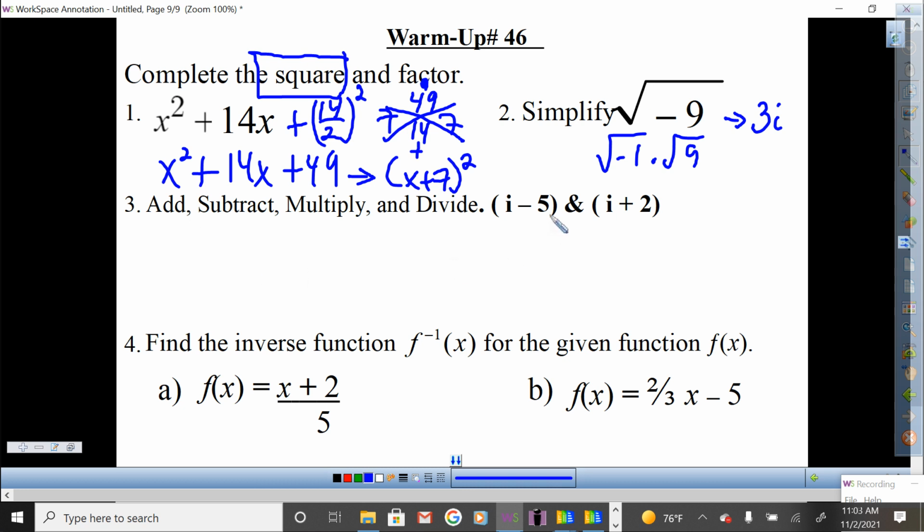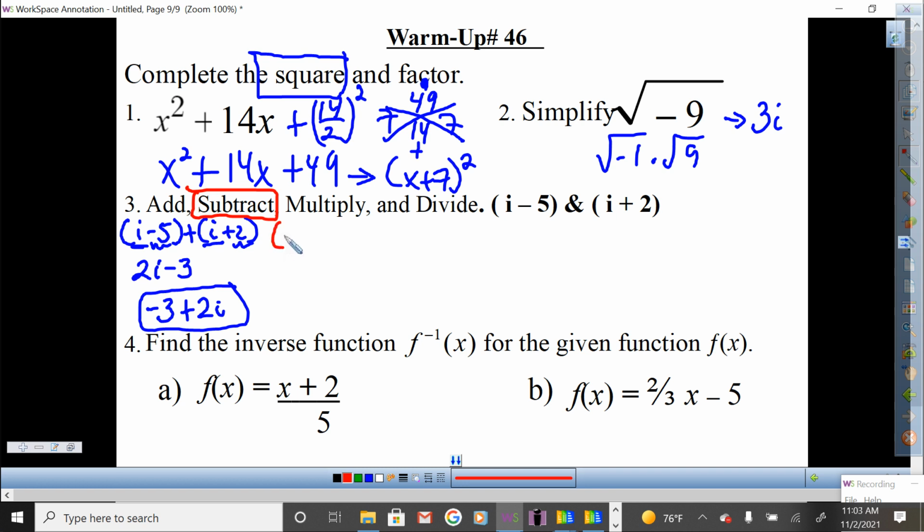Number 3, I'm going to do addition in blue. So I have (i minus 5) plus (i plus 2). Since there's nothing outside the parentheses to multiply, just combine. What is i plus i? 2i. What is -5 plus 2? -3. Technically we're done, but since this is a complex number, the constant goes in the front. So this is written as -3 plus 2i. Need to get used to that notation because we're about to get into complex numbers now. Yay!